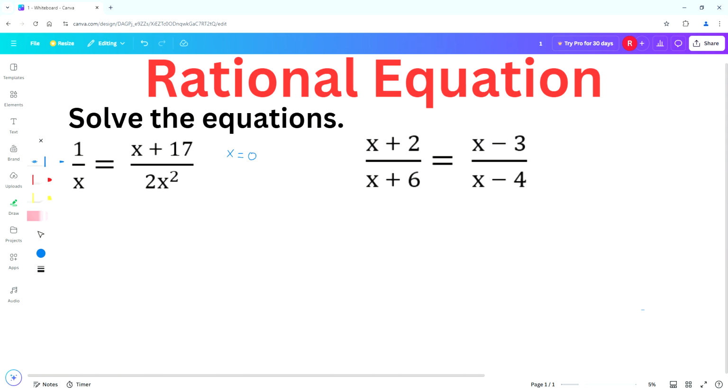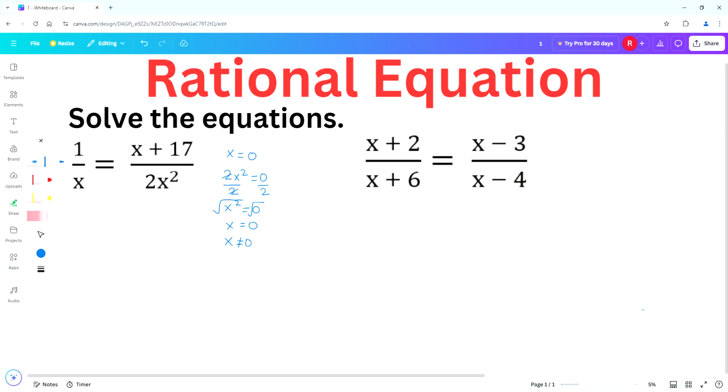Next, we can set the other denominator equal to 0. I get x equals 0. So this equation has one restriction. X cannot be equal to 0. If we get 0 as a solution for this equation, it will be an invalid solution.